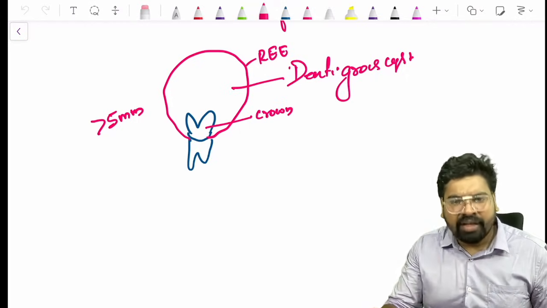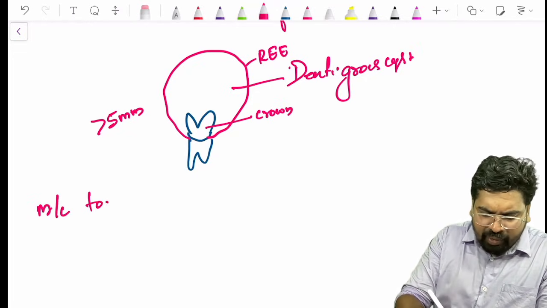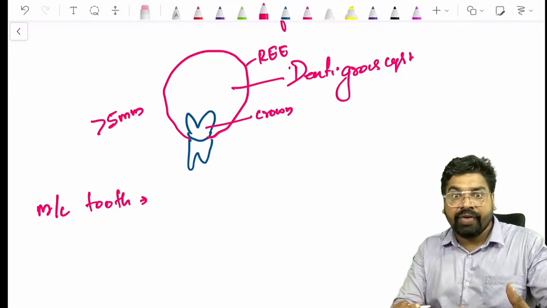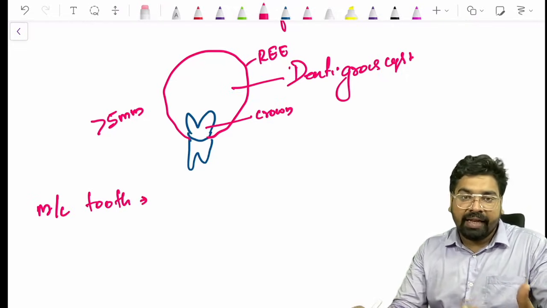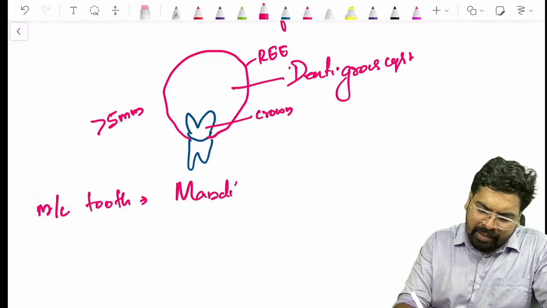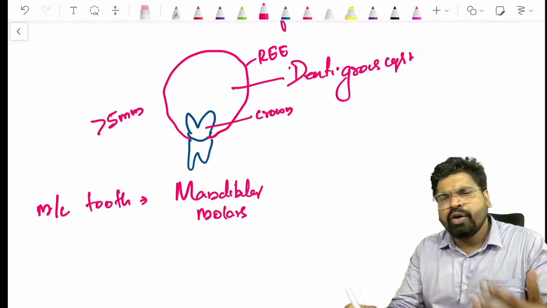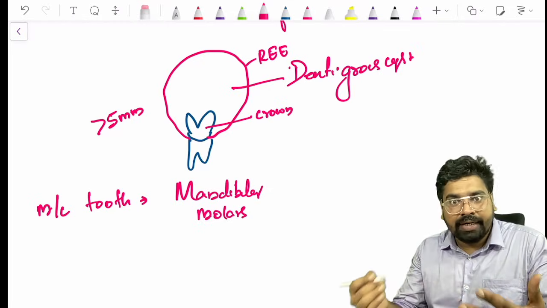Now, what are the other things they ask commonly? Which is the most common tooth, or the most common location, where you can see a dentigerous cyst? It is mainly the mandibular molars. The mandibular molars are the most frequently affected teeth with a dentigerous cyst.